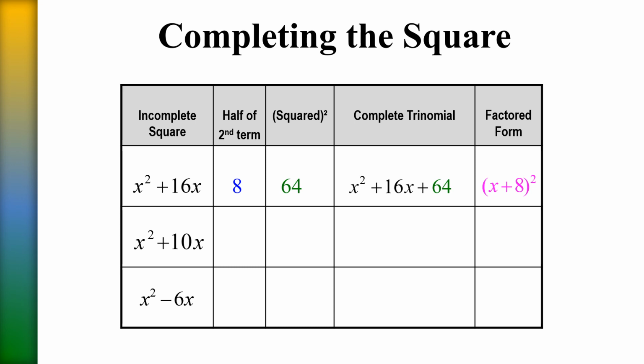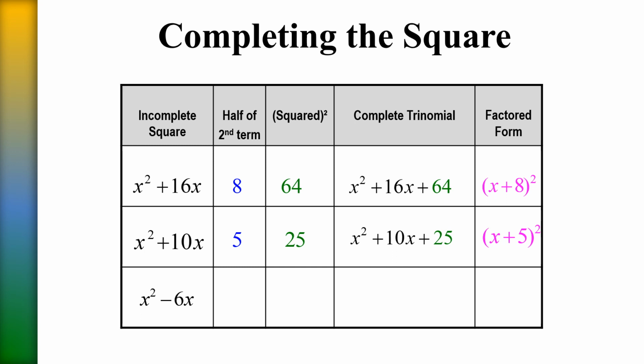So let's try another one. On the second example, our x term is 10. So we say, what's half of 10? Half of 10 is 5. 5 squared means 5 times 5, which is 25. And that is the term that is missing, the last term to complete that trinomial. And that factors into, you got it, x plus 5 squared. One more. Let's do the last one.